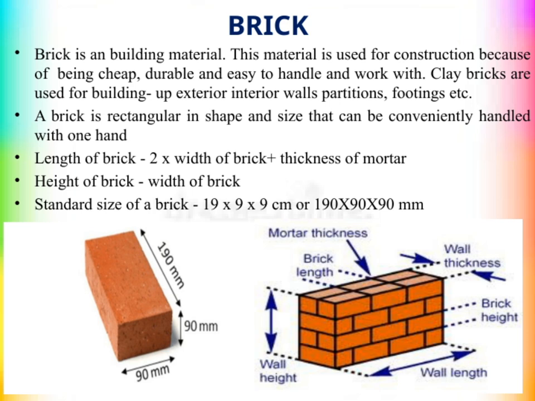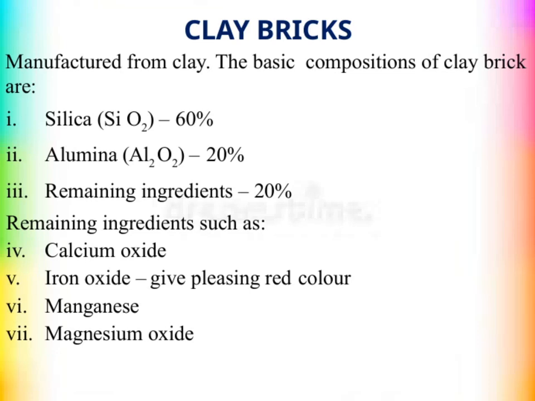Today, I want to talk about clay bricks, which are one of the most traditional and widely used building materials. These bricks are manufactured from natural clay, which gives them their characteristic properties. The basic composition of a clay brick mainly consists of silica, or SiO2, making up about 60% of the brick. This silica provides strength and durability.